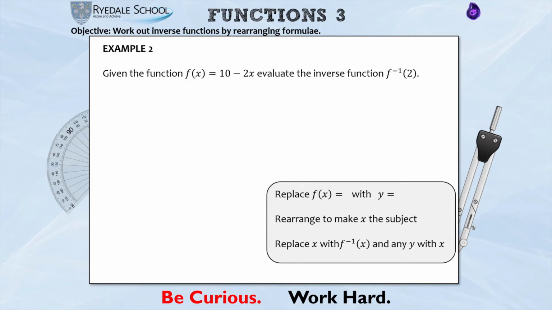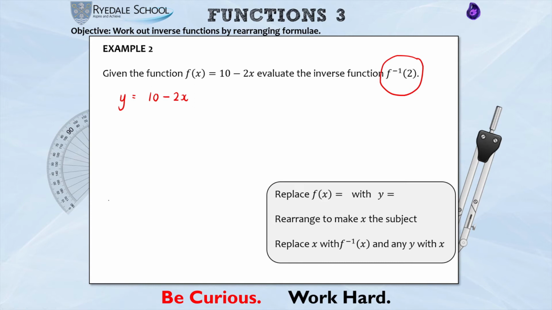So let's look at a different example. It says, given the function f of x equals 10, take away 2x, evaluate the inverse function of f to the minus 1 of 2. So obviously remember that this notation means that we're going to have to work out the inverse function and then substitute the value of 2 in there. So I'm going to use this new method. So I'm going to set up my formula, y equals 10, take away 2x, and I'm going to rearrange it to make x the subject.